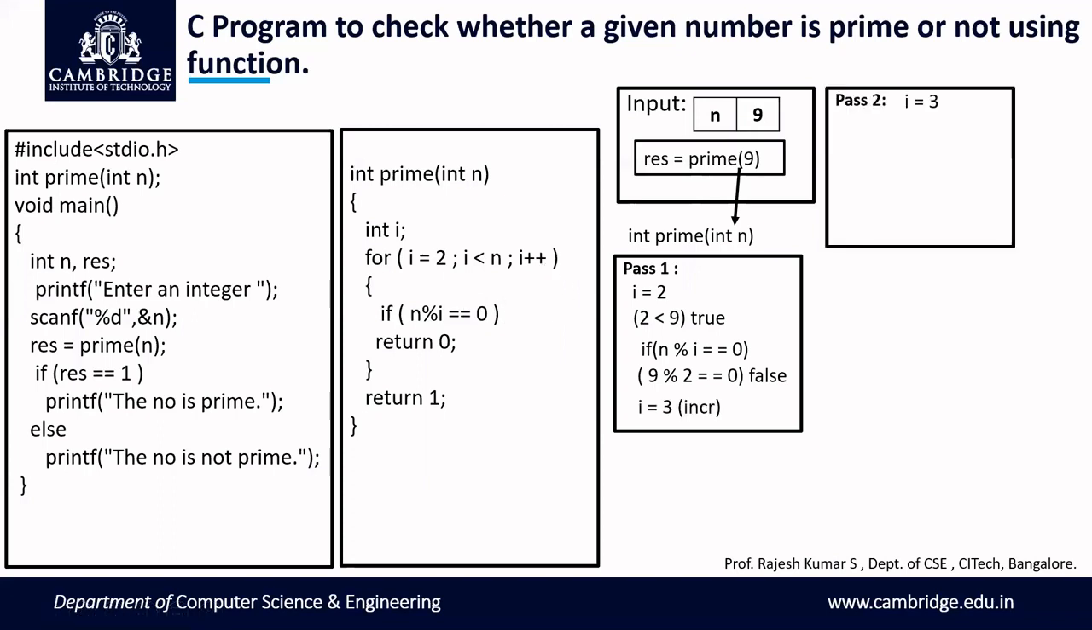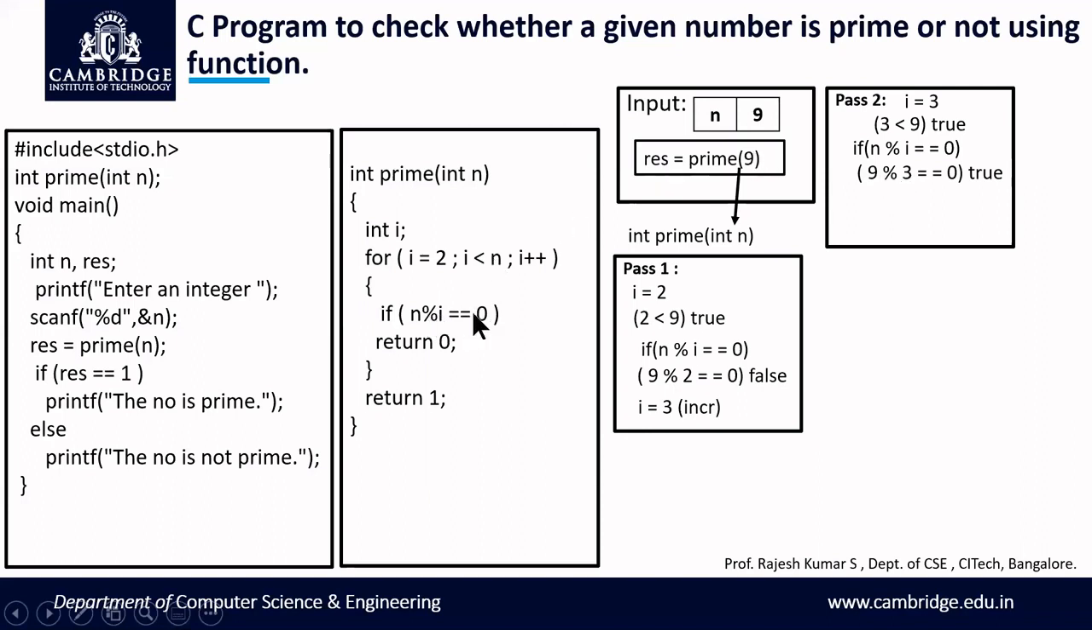When I value becomes 3, I'm checking for the condition 3 is less than 9. Is 3 less than 9? Yes, it will come inside the for loop. When it comes inside the for loop, students, you can observe here 9 mod 3 double equals to 0. Yes, it is double equals to 0. Means 9 is divisible by 3. When do we tell the given number is a prime number? When the number is divisible only by itself and by 1, we tell it is a prime number. Since here in the second pass itself, we know that 9 is divisible by 3, I will stop the process.